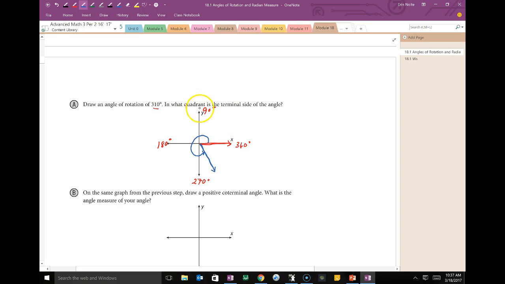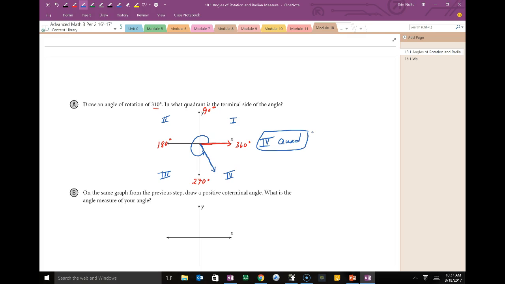Okay, so which quadrant did I land in? Remember, the quadrants go first, second, third, fourth. So we are landing in the fourth quadrant. Okay. So B says, on the same graph from the previous step, draw a positive coterminal angle.